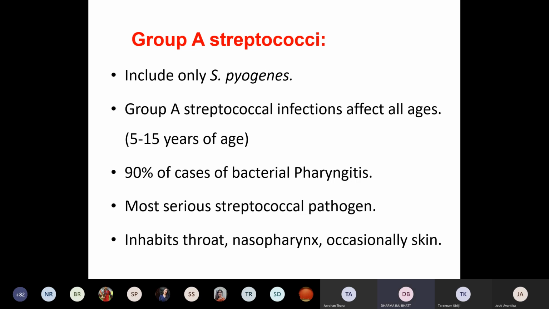Streptococcus pyogenes is not only important because it is associated with pharyngitis, but more importantly, it is responsible for some other, more severe manifestations as compared to bacterial pharyngitis. That's why the most serious streptococcal pathogen is designated as Streptococcus pyogenes. It causes pharyngitis, which is not a severe disease, but its complications are much more serious than the pharyngitis.